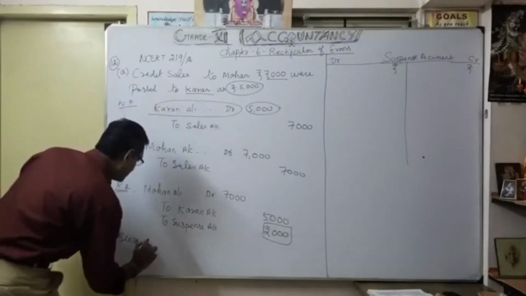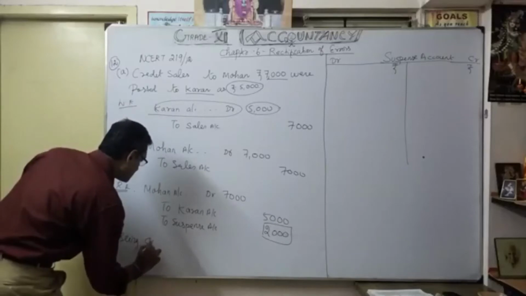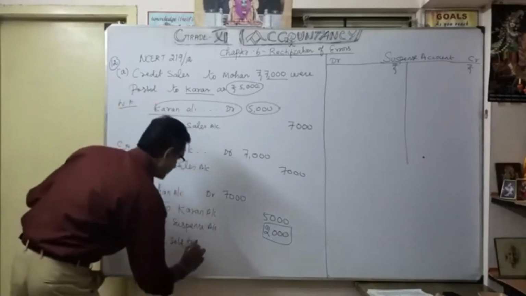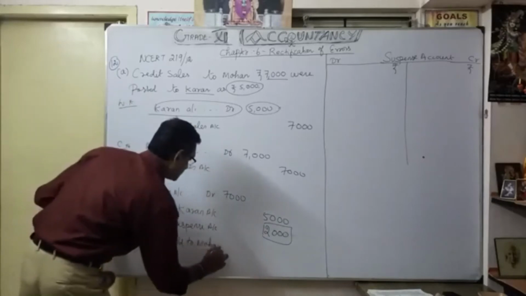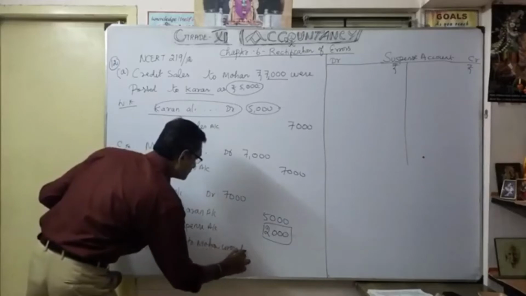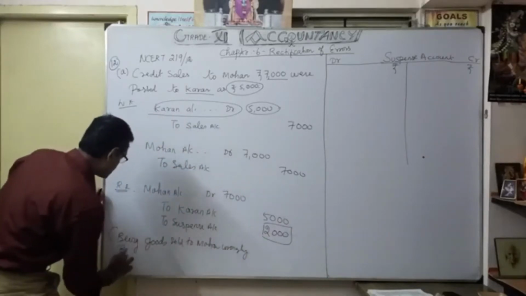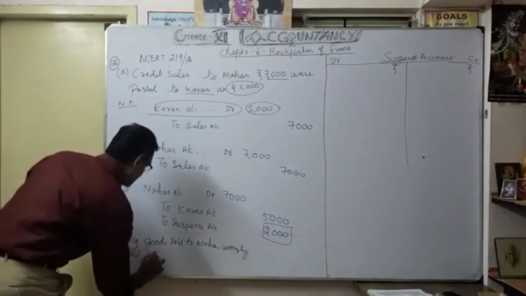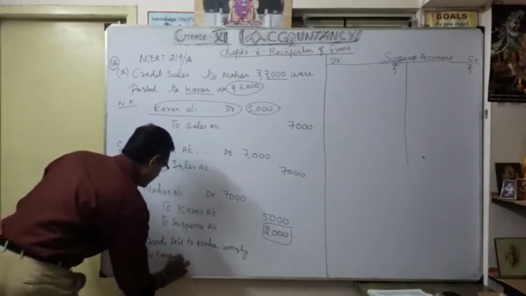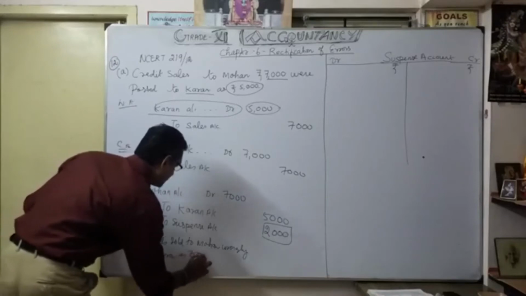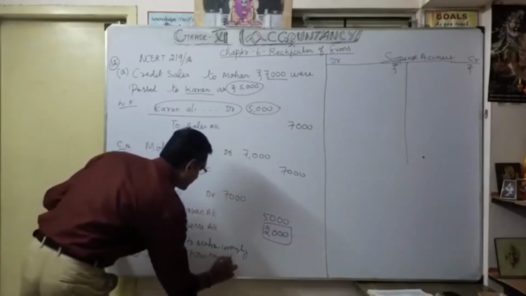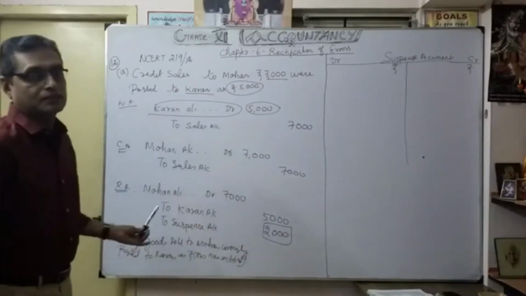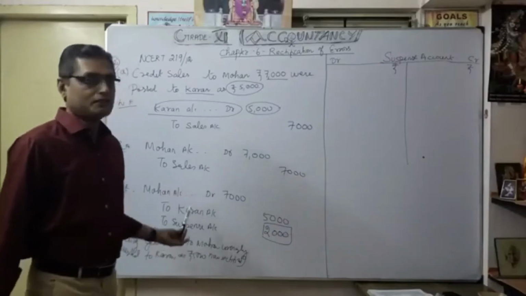What is the narration? Being credit sales of goods sold to Morgan wrongly posted to Current as 5,000, now rectified. So now we have done our rectification entry with the narration, with the suspense account.